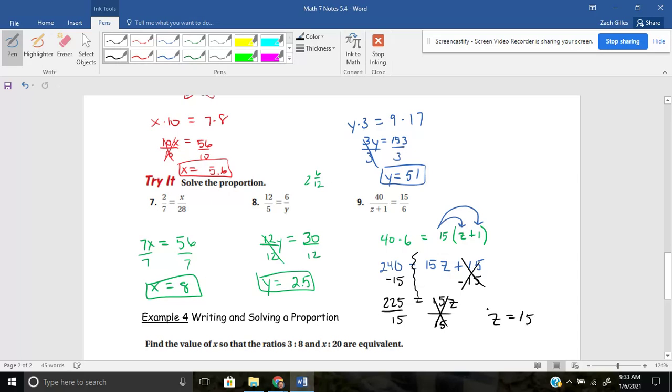That one is a bit more involved. Okay, so make sure when you're multiplying up here, you set it up and you multiply your 15 by both the z and the 1, and then it becomes a two-step equation.